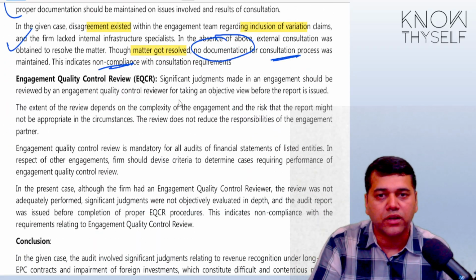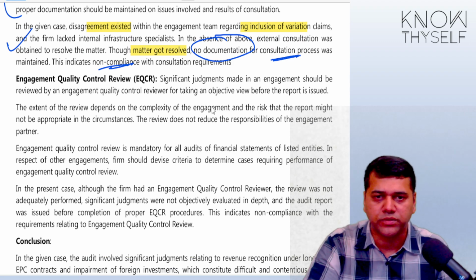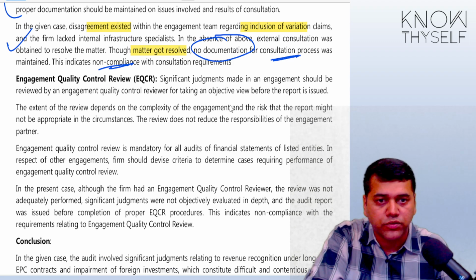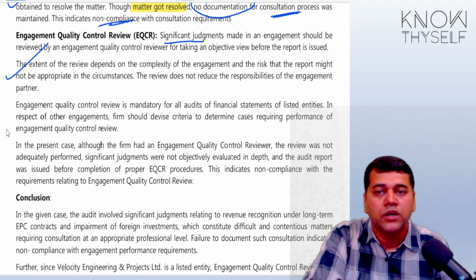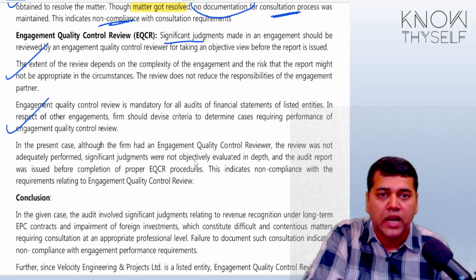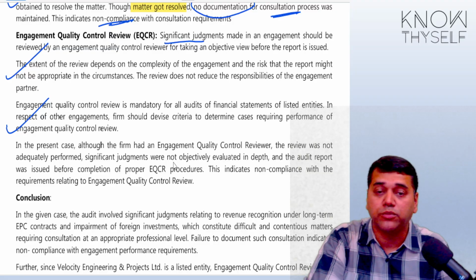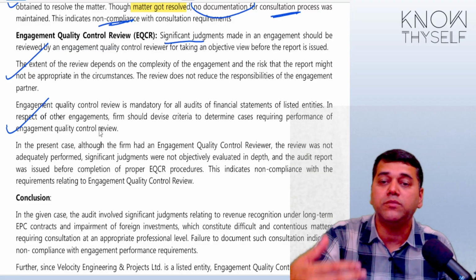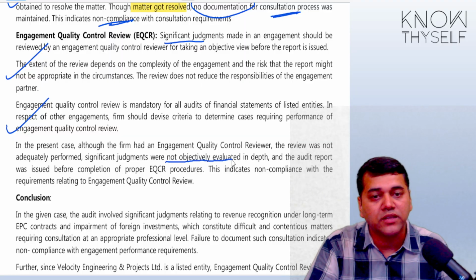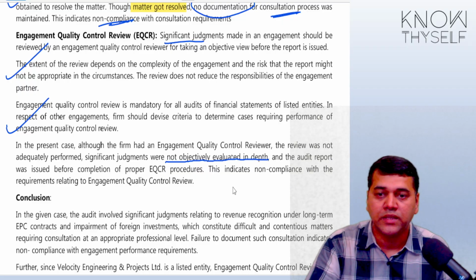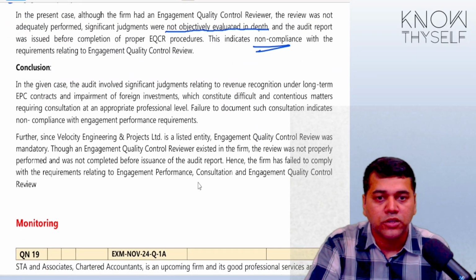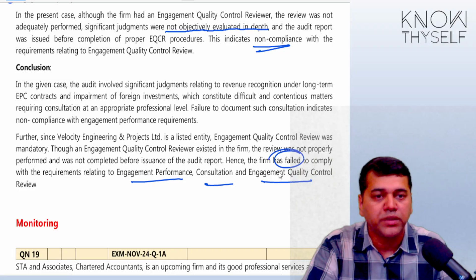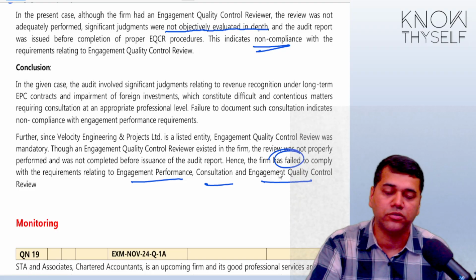Now come back to the EQCR. First you say, who is the EQCR? The EQCR is a very good person here. There is no doubt about the qualification of the EQCR, and significant judgments have to be evaluated. What is an EQCR supposed to do? Have you appointed one? Yes, you have appointed. But he was supposed to do significant judgments evaluation, and he seems not to have objectively evaluated in depth. That means the EQCR is also non-compliant. So you say that in the given case, your engagement performance, consultation and EQCR have all failed. This is your final conclusion.